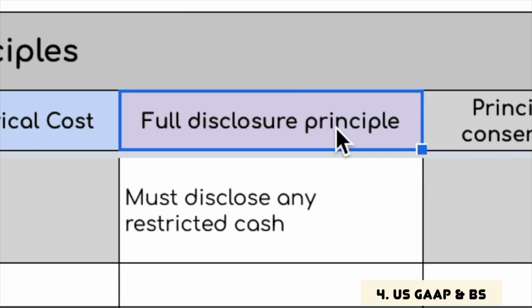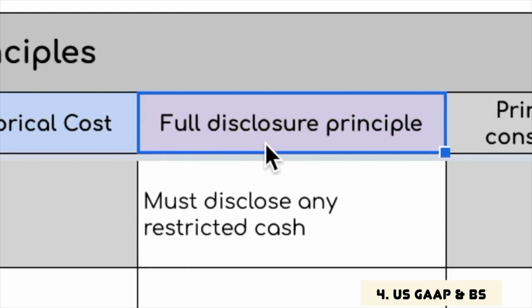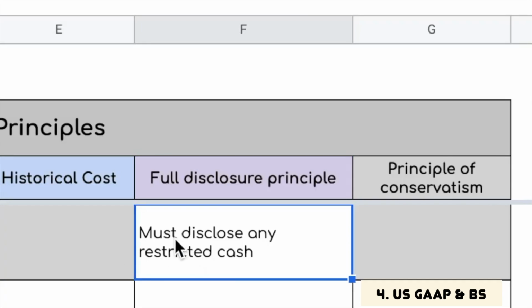As far as the full disclosure principle, it means that you disclose material information to the investors that is relevant to them in the decision-making process. So think of yourself as the investor in the company. What information would you like to know about the company's cash and cash equivalents, as well as short-term investments? One of the example principles is that you must disclose any restricted cash.